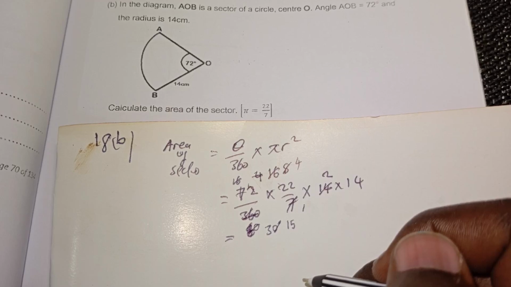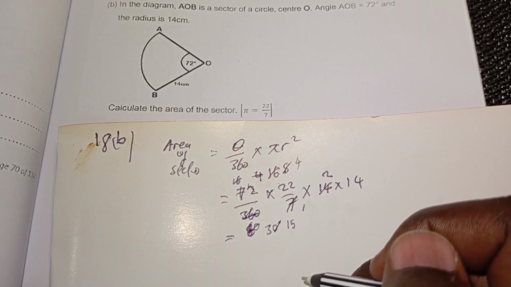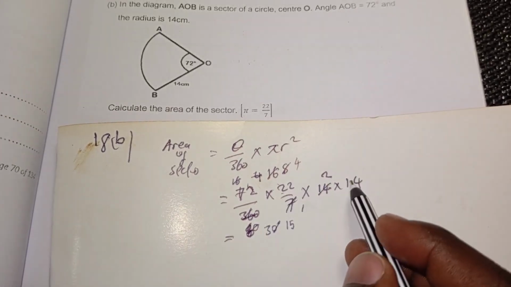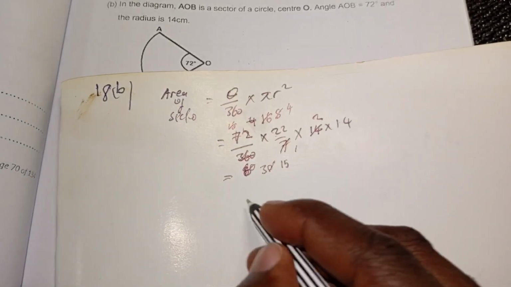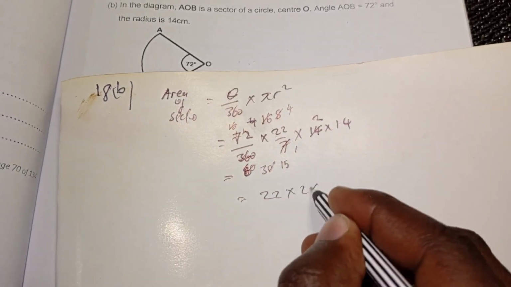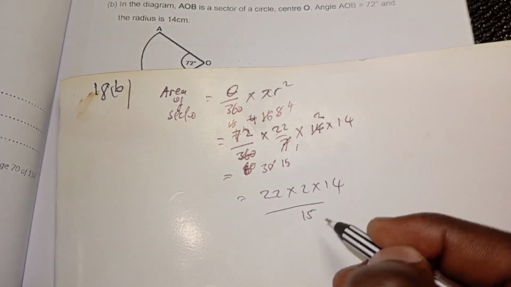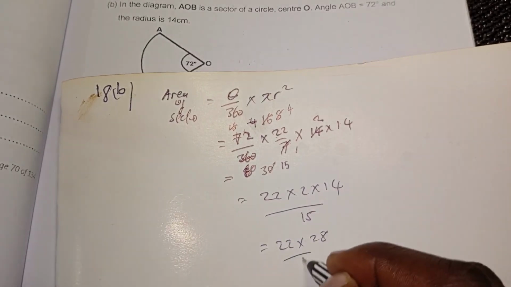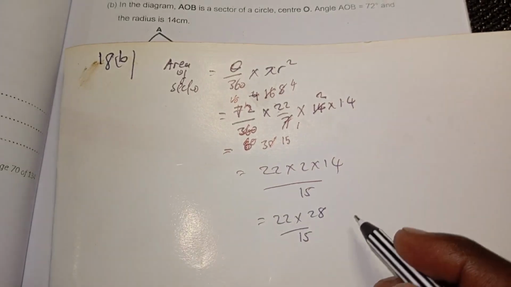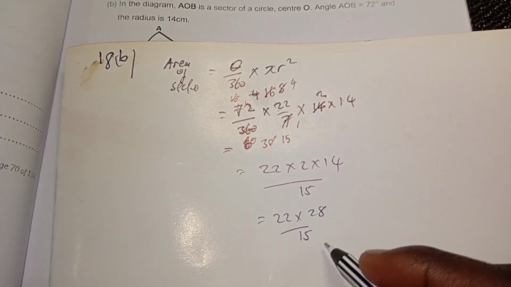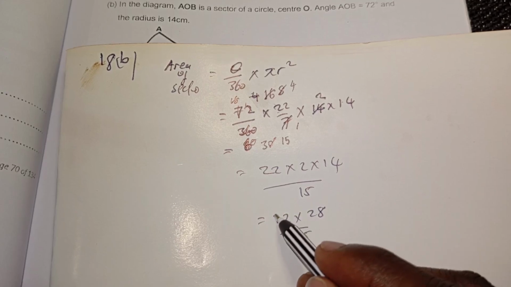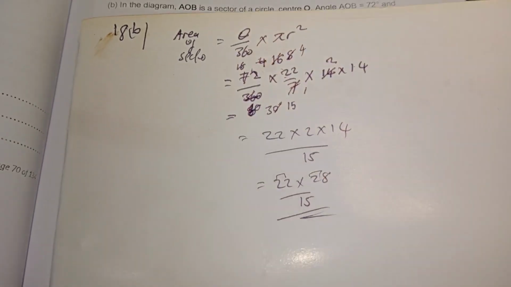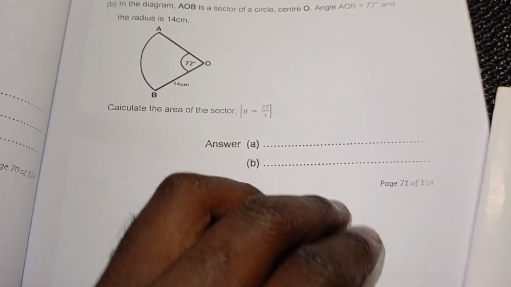And what can we do now? So we have 22 times 2 by 14. So you have 22 by 2 by 14 over 15, which is 22 by 28 over 15. So this one goes on like that. What you can do, you can just multiply these two and then divide by 15, that is if you have enough time in the exam.